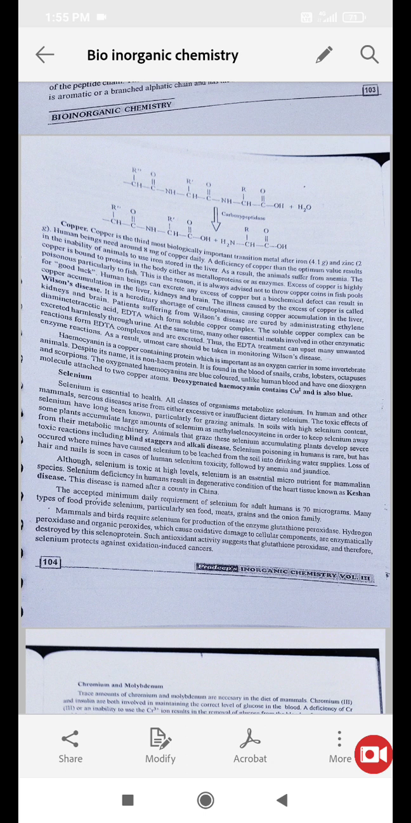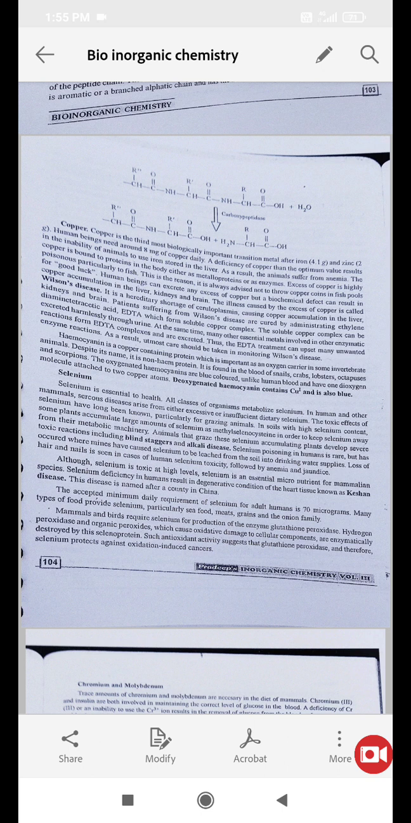It is a hereditary disorder causing copper accumulation in the liver, kidney, and brain. Patients suffering from Wilson's disease are treated by administering ethylenediaminetetraacetic acid (EDTA), which forms a soluble copper complex. Thus, the soluble copper complex can be excreted harmlessly through urine.